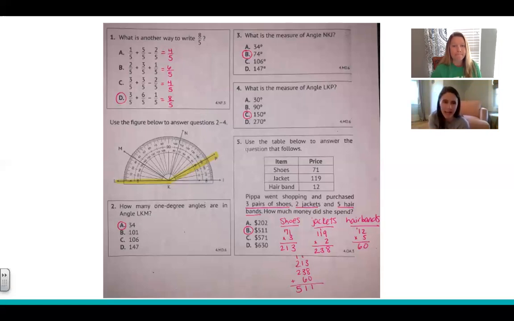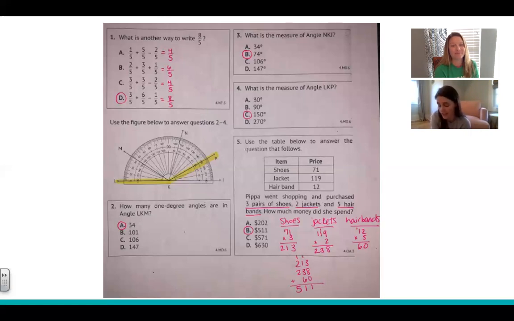Angle LKP, which is the one that is highlighted on the screen for us. Right away, that's a big angle. It's obtuse. So I can mark out, like Miss Patterson said, definitely not a right angle. So mark out B, mark out A. So it has to be C or D. And really, I could tell it's not D, 270. This protractor only goes to 180. So it's definitely not going to be D, but let's prove that it is C, 150.